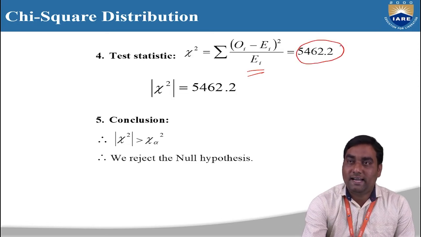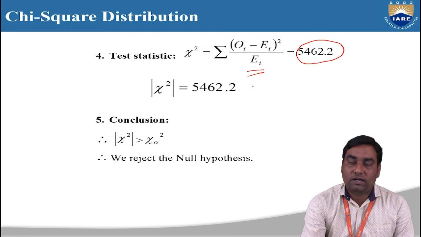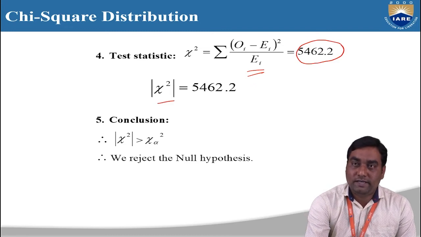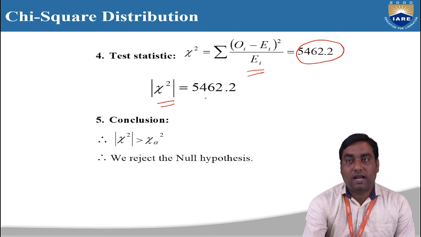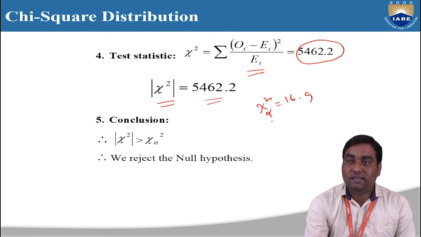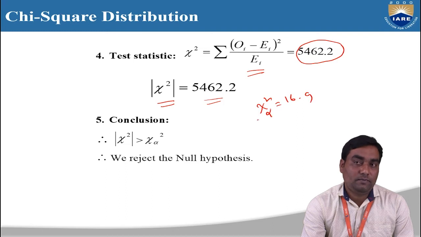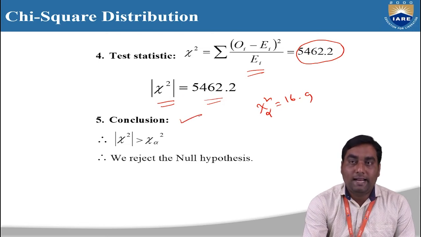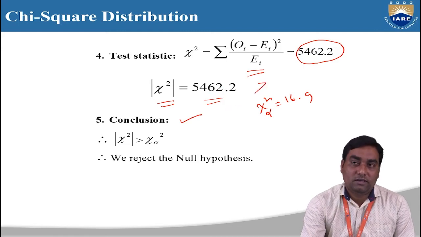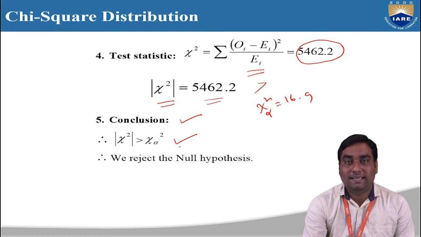This value we have already calculated, 5462.2. But we should take mod of chi-square because if there is any negative value, we have to take the positive value. And chi-square alpha in step 3, we got 16.9. And in step 4, mod chi-square is 5462.2. And in step 5, conclusion, we have to compare these two values. Mod chi-square value is greater than chi-square alpha. That statement we have written here.